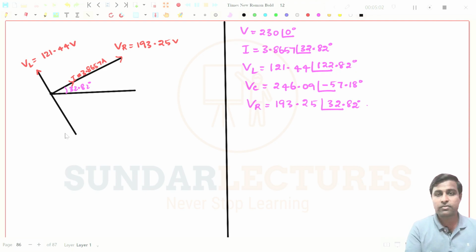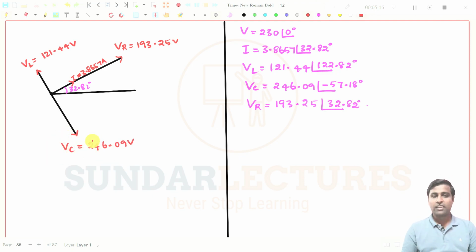So this value, I'm just writing it as VC, which is equal to 246.09 volts. Right? This is the VC value. So we have drawn everything right now. What we will do now is try to connect these two points, that is VR and VC.